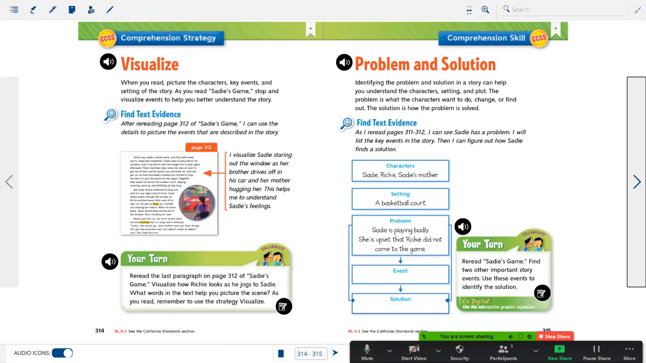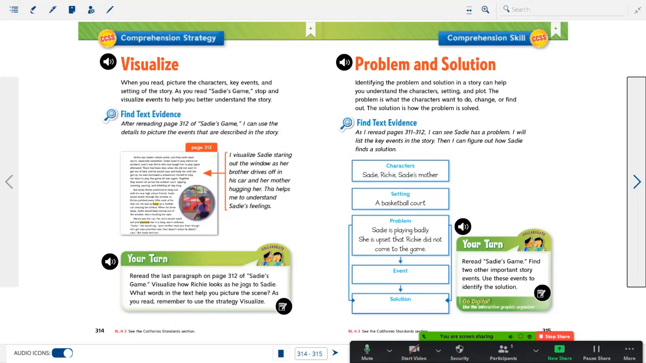All right, that takes us to the end of our stories for this week. Next, we're going to talk about our comprehension strategy and skill. So we're going to talk about visualizing again, and this means to imagine. Remember to try and picture something in your head using the words and the descriptions that the author gives you to kind of illustrate or create a picture or an idea of everything that's happening in your brain while you read the author's words. Then we're going to talk about a problem and solution.